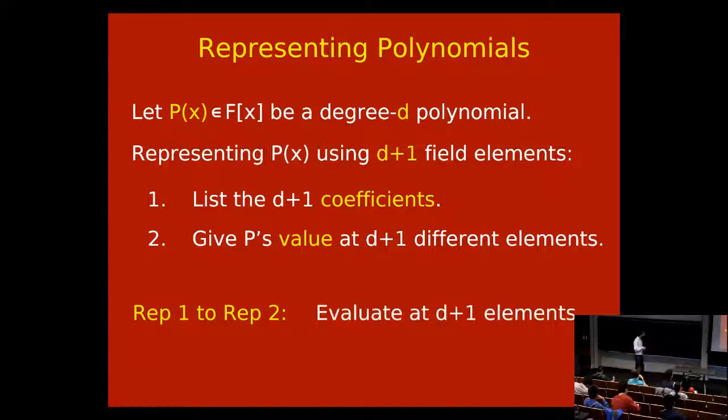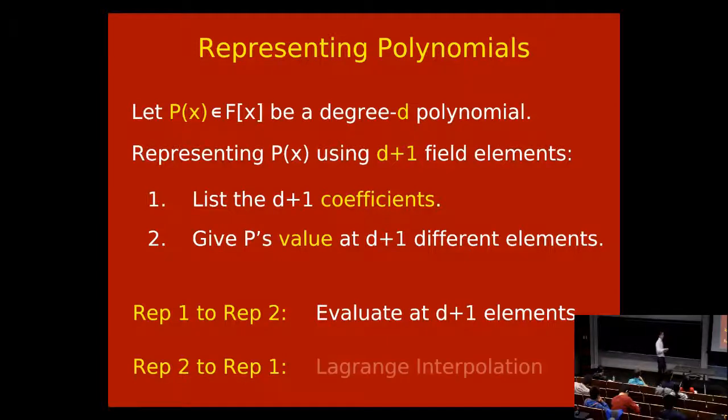So how do I go from representation 1 to representation 2? If I know the polynomial because I know its coefficients, and I want to get its values on d plus 1 different places, well, I can just evaluate the polynomial by plugging into it. On the other hand, suppose I'm keeping track of its values at d plus 1 different inputs, then I can get the polynomial in its usual representation with the coefficients by doing this Lagrange interpolation. That uniquely determines what that polynomial is.